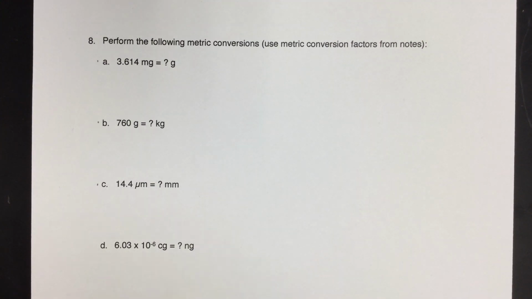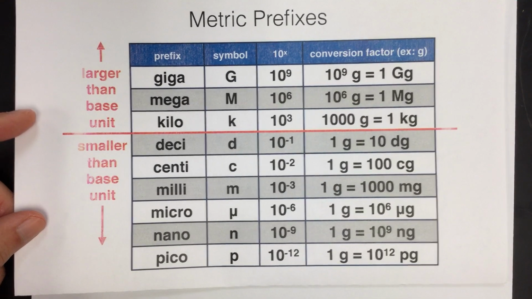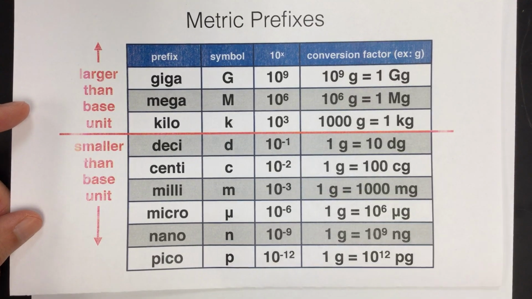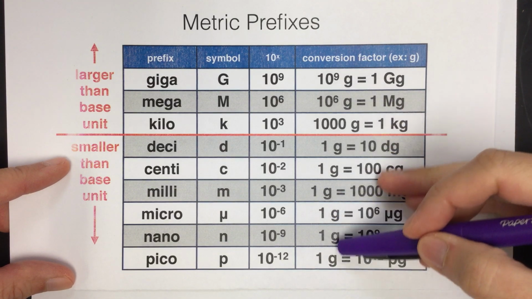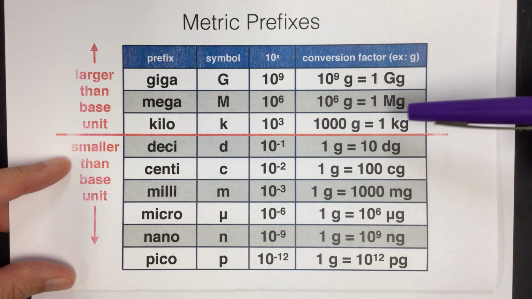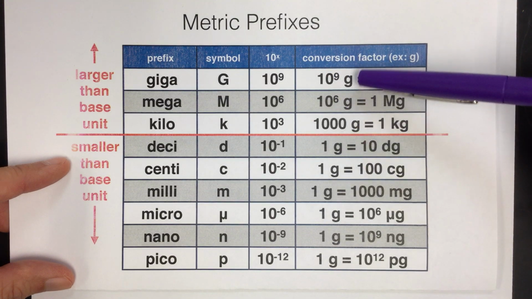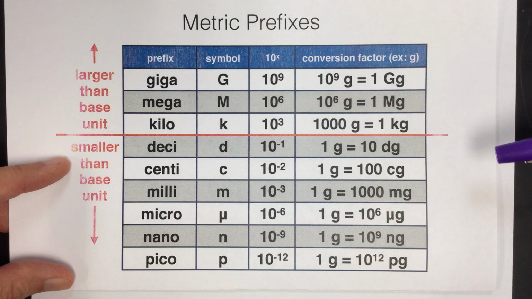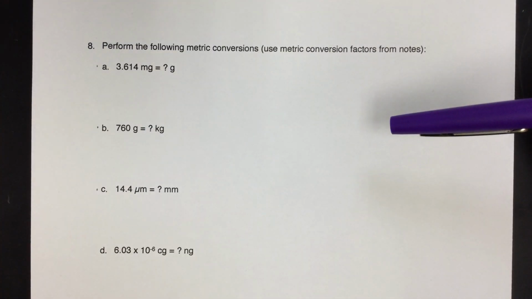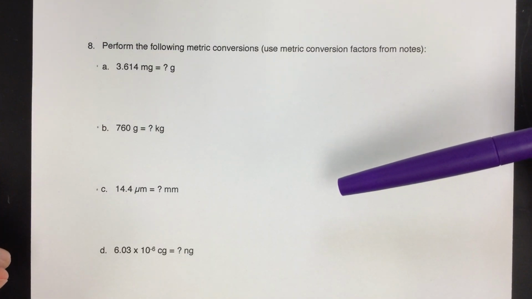Alright, this video is on metric conversions, which are just like dimensional analysis, but dealing only with metric units. You have a table in your notes of all of the metric prefixes that we'll use in class, and this column is going to be really important because it tells you the conversion factor. It uses grams as the example, but you could substitute any base unit, and the prefixes would be the same. We'll use this to do a few problems from your math practice packet.